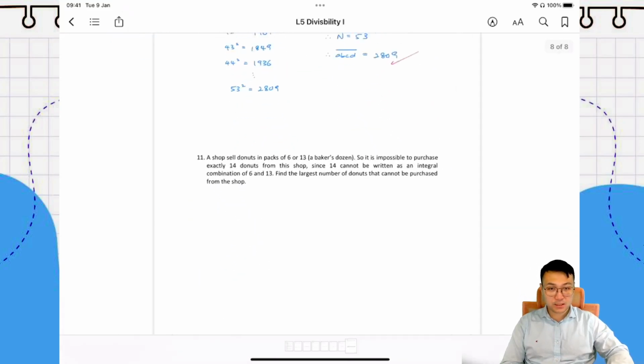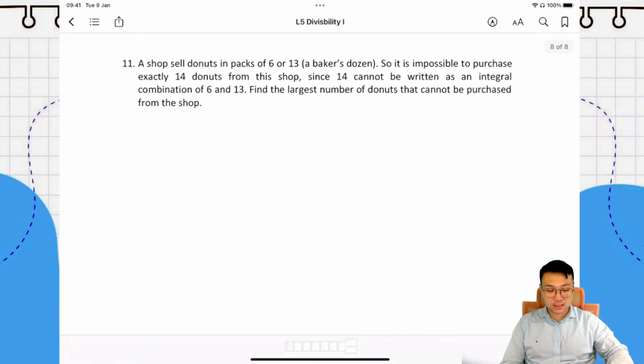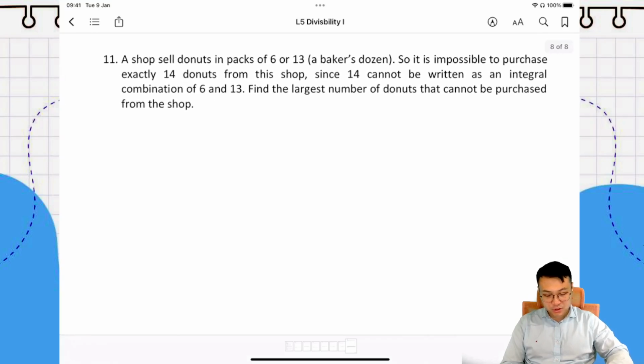All right. Now let's take a look at the last question. A shop sells donuts in packs of 6 or 13. Now 13 is a baker's dozen.